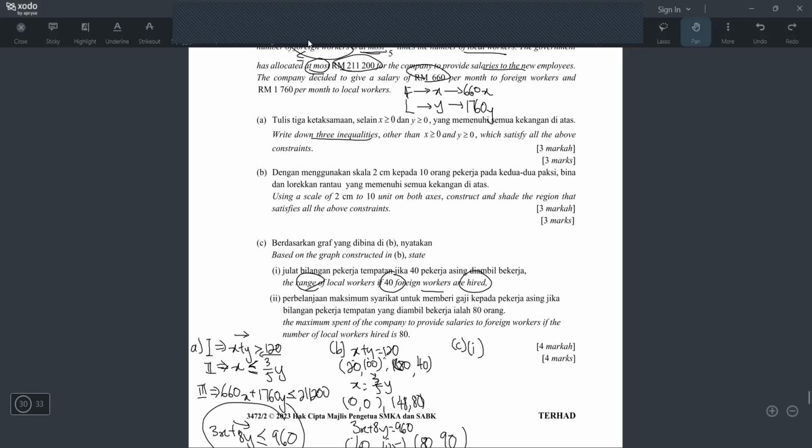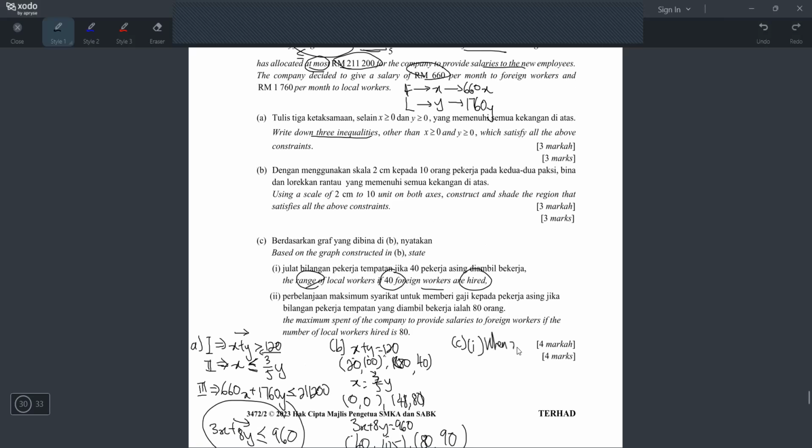So when X equals 40, we have to find the Y minimum and the Y maximum. Why? Because they want to find the range. Range means you have to write your answer in this format, like that, in between. Here you write the minimum value, here you write the maximum value.